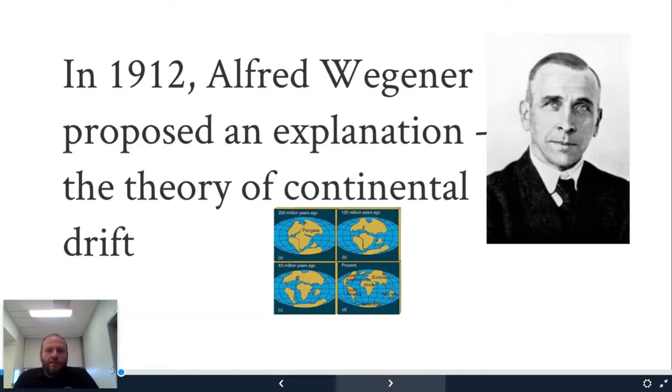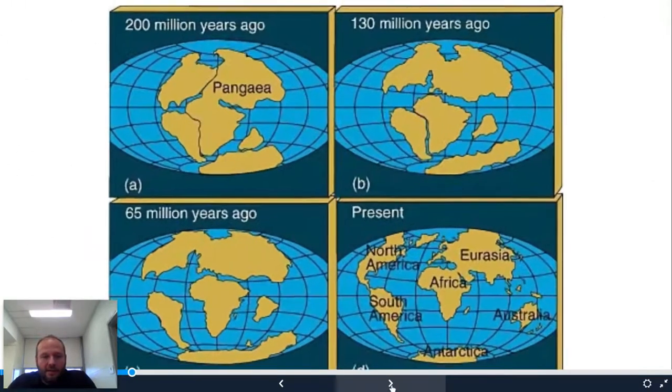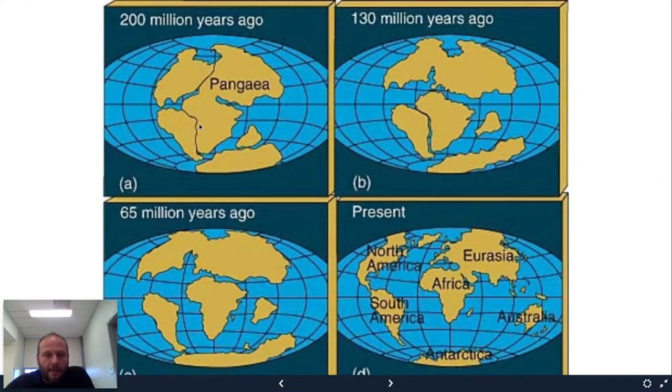So in 1912, a scientist named Alfred Wegener proposed an explanation, the theory of continental drift. He was the first one to come up with the idea that all these continents were once together in one big continent called Pangaea, and then they slowly separated apart. You can see a zoomed in version of that here. This was 200 million years ago. In the grand scheme of Earth, that's really not that long ago. 130 million years ago, it starts to pull away, then 65 million years ago, and then present time.